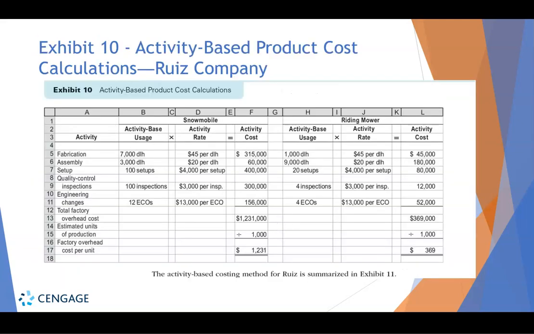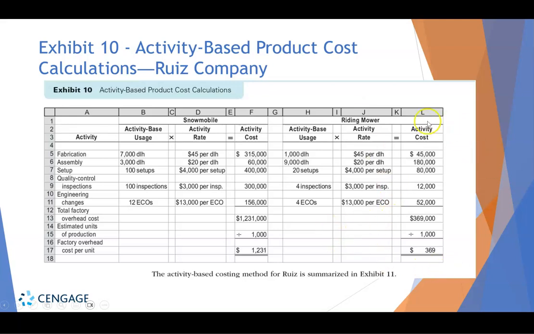So here you see on this slide how we allocate the activity rate for snowmobiles for fabrication, the activity rate for the assembly on snowmobiles, the setups, the quality control inspections, and the engineering changes. We have total overhead costs, divide that by 1,000 units, gives us the cost per unit, the factory overhead cost.